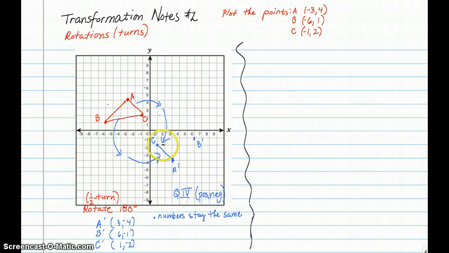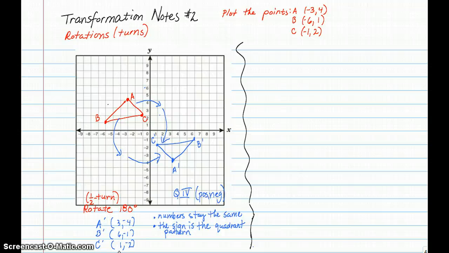And when you connect these lines, there's your rotated figure. If you actually rotate the picture, it's much, much easier to see. So the numbers stay the same, and then the sign is the quadrant pattern. In this case, that quadrant pattern is in quadrant 4, so it's positive, negative. So positive x coordinates and negative y coordinates.